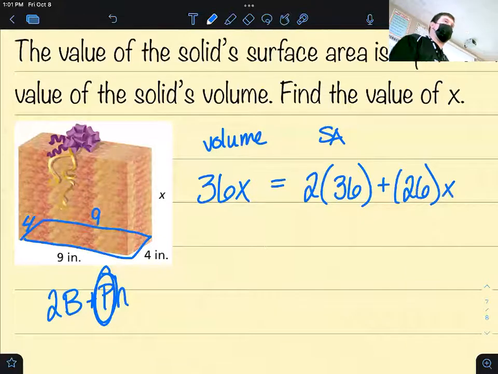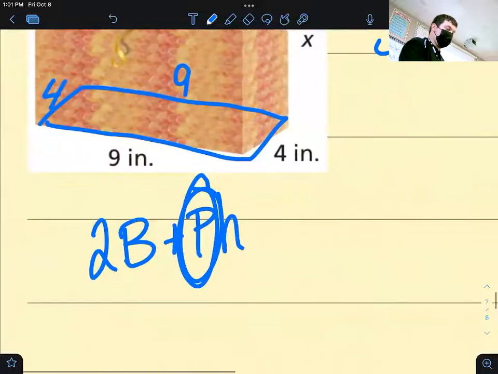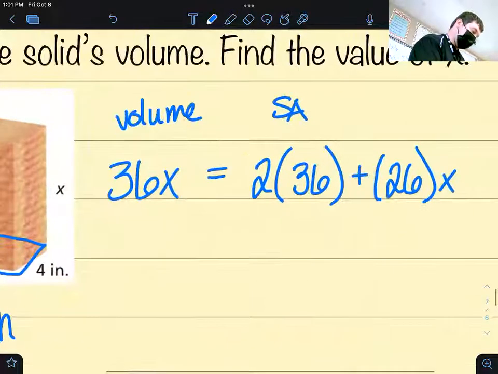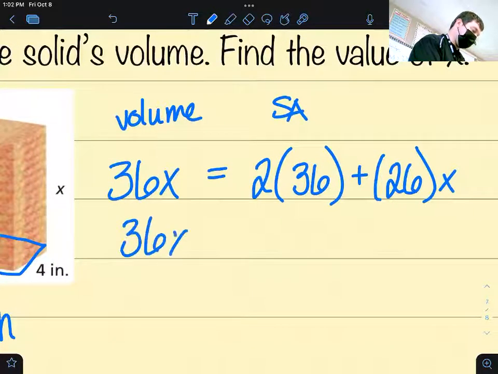Did I lose anybody on that? I'm using my surface area formula. I'm plugging in 36 for the area of that base. I'm plugging in 26 for the perimeter of that base. And I'm plugging in X for H because that's the height of the Christmas present. So let's simplify that side up a little bit. This side's going to stay the same.